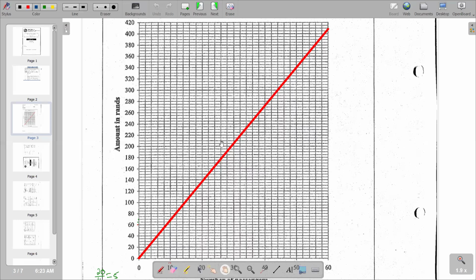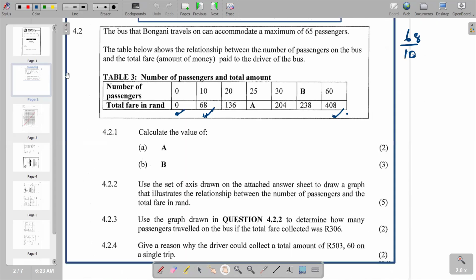So this becomes our typical curve that we have after joining the 3 points. And then obviously we go back down to see what we have in terms of the next question. The next question is saying use the graph drawn in question 4.2.2 to determine how many passengers traveled on the bus if the total fare collected was 306. So we try to see 306 rands and try to see what number of passengers we can get.